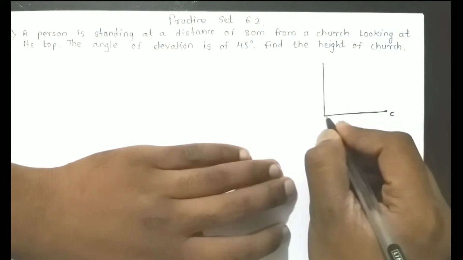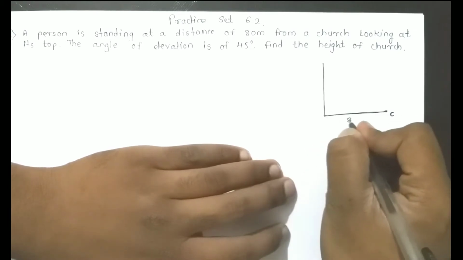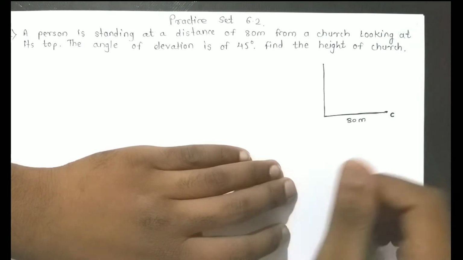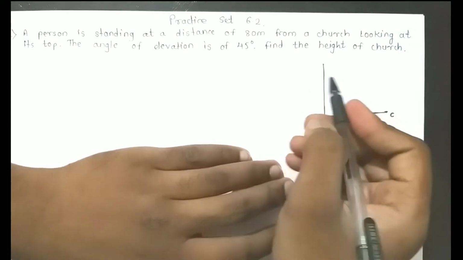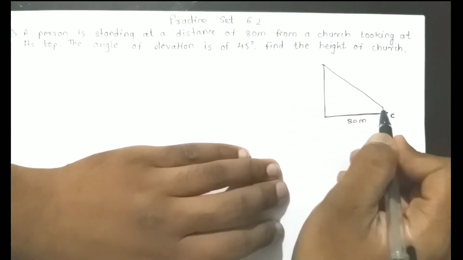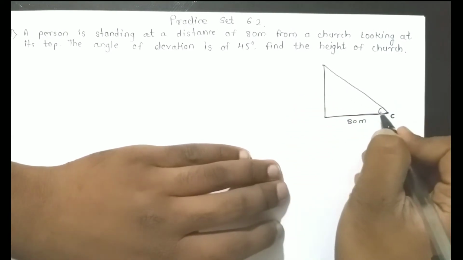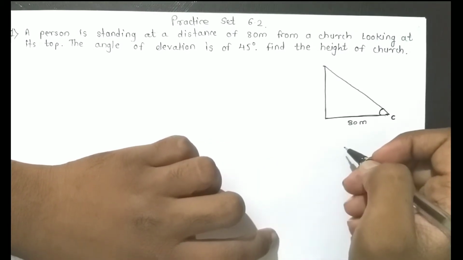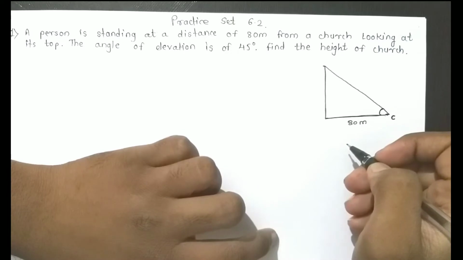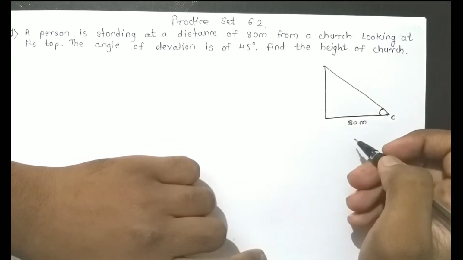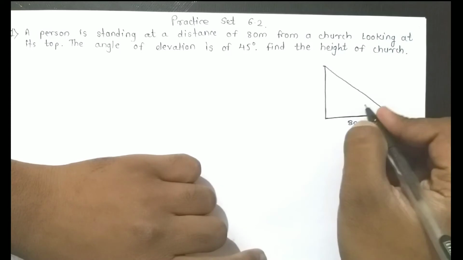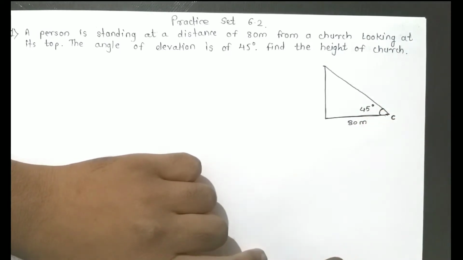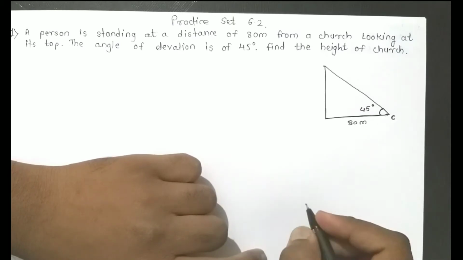80 meter from the church means the distance of the person from the church is 80 meter. Looking at its top: he is down and looking up at the top. When we look upward, it is the angle of elevation, and when we look downward, it is the angle of depression. The angle of elevation is 45 degree. Then find the height of the church.